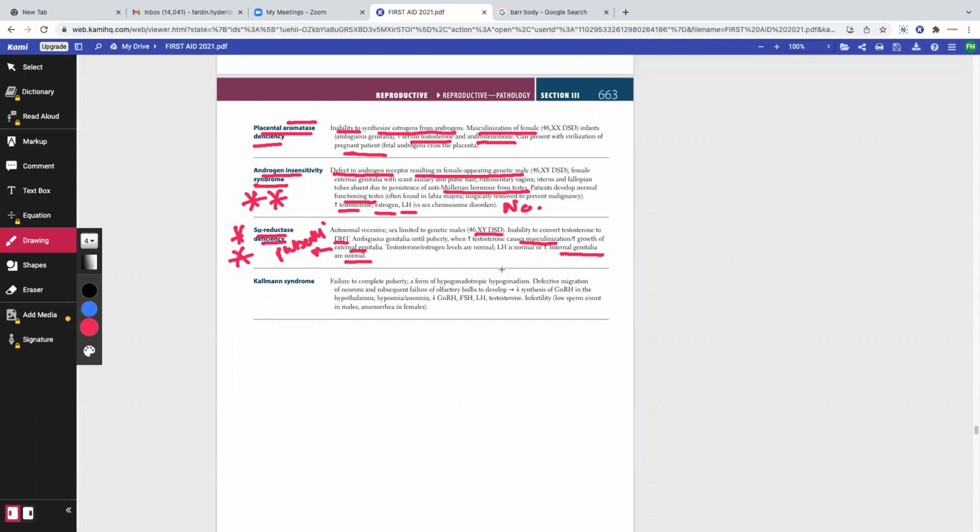Okay. So that's it. Next one is, let's talk about Kallmann syndrome. What is Kallmann syndrome? Kallmann syndrome is failure to complete puberty, a form of hypogonadotropic hypogonadism, meaning that the gonadotropin hormone secretion is very low. These patients have defective migration of neurons and subsequent failure of the olfactory bulbs to develop. As a result, since we have decreased migration of neurons and decreased formation of the olfactory bulbs, these patients suffer from two things. Not only do they suffer from hypogonadism, they also suffer from decreased olfaction, or anosmia.